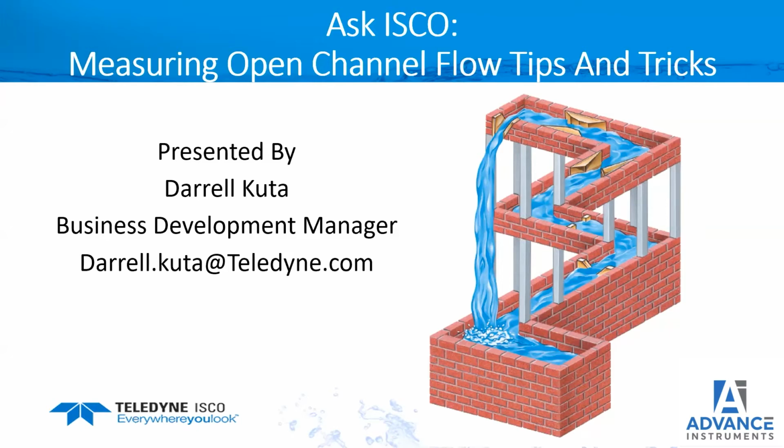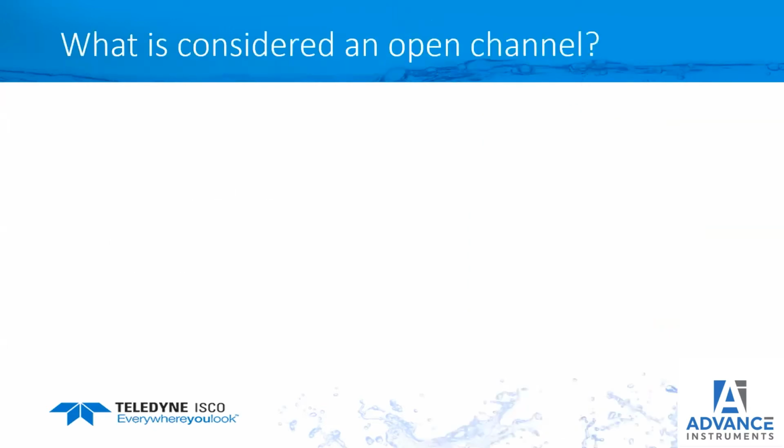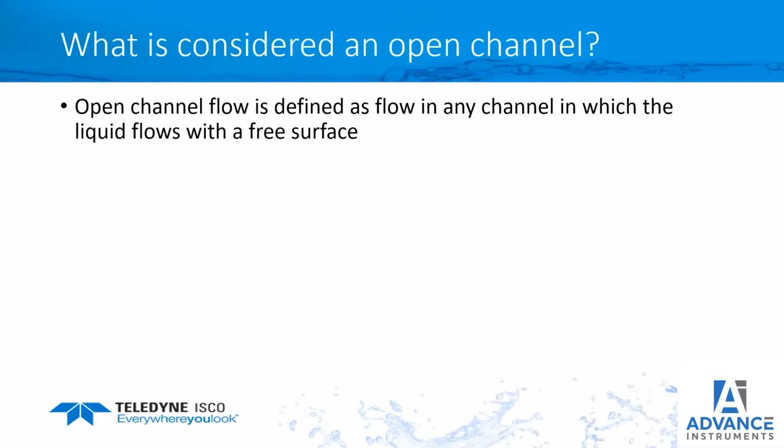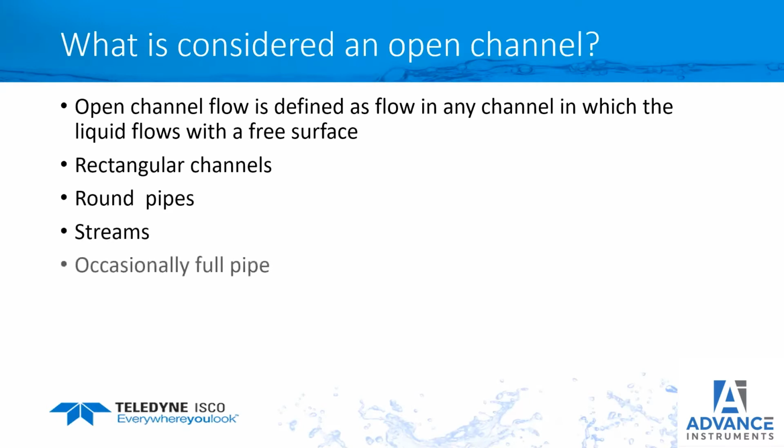We had a lot of great questions that came in, and so I'm going to try to address all of them. So we're going to talk about open channel flow measurement today. So what is considered an open channel? Open channel is defined as a flow in any channel in which liquid flows with a free surface. It can be a rectangular channel, round pipes, streams, sometimes occasionally full pipes, and through primary devices such as weirs and flumes.